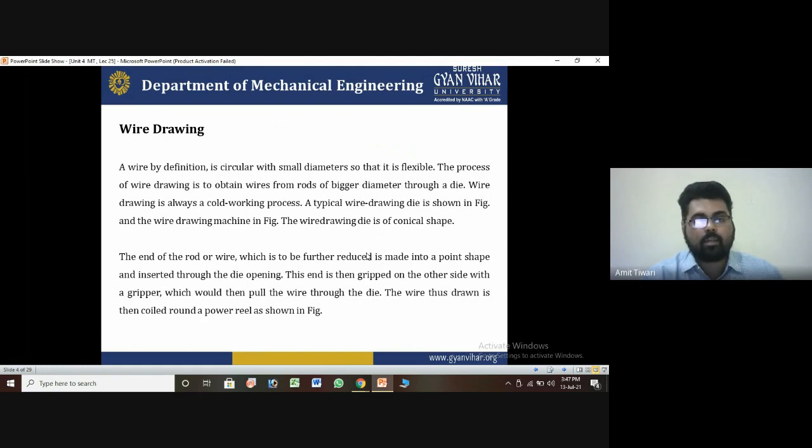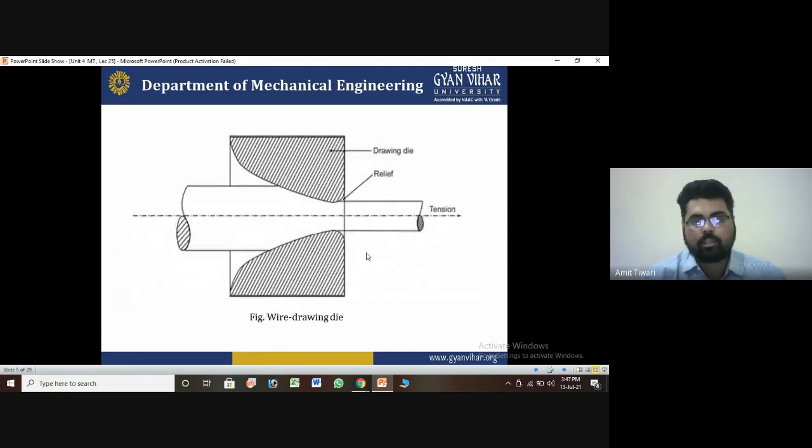This type of technique uses a rod which is made into a wire shape, and inside it there is a type of die. On the other side there is a gripper, which will pull the wire through the die. And this die does the drawing. As you see in this figure, this is how it happens.